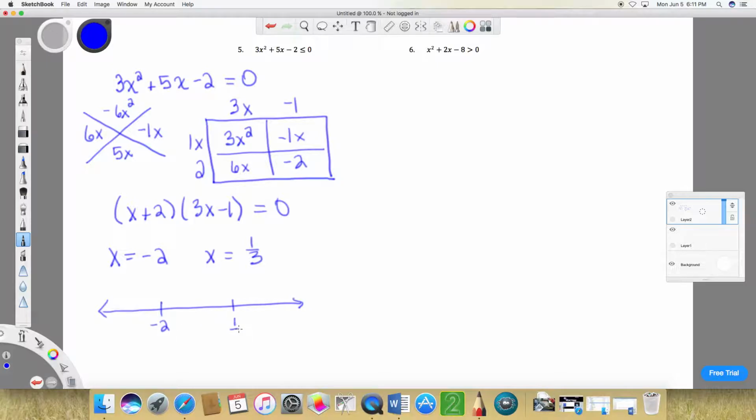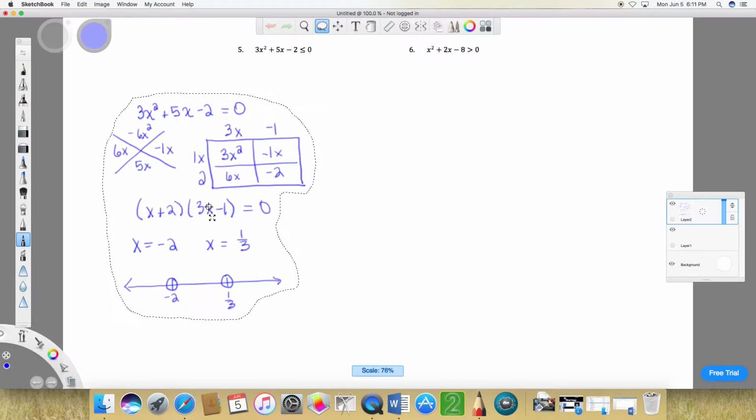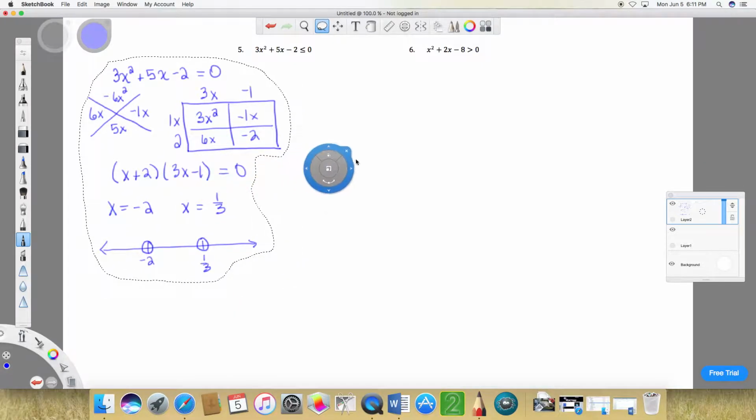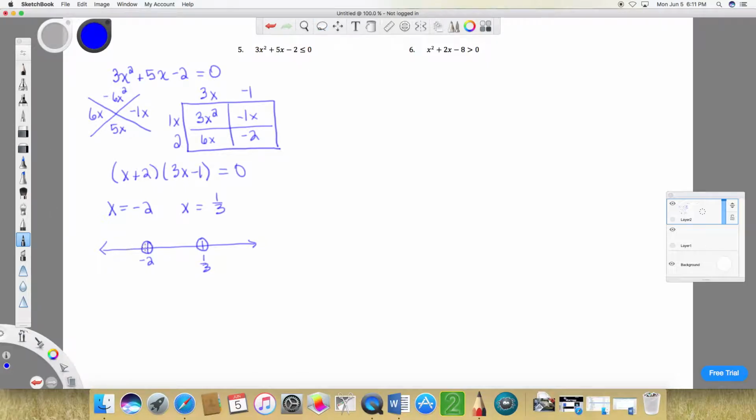Negative 2 and positive 1/3. Positive values are to the right of negative values. Now, I'm trying to determine my solution set to this original inequality, and these are my critical points, or sometimes called boundary points. And I need to make a decision of whether to include or exclude those points from my solution set. And the deciding factor on that is to look at the original inequality, and we see that it's less than or equal to 0.